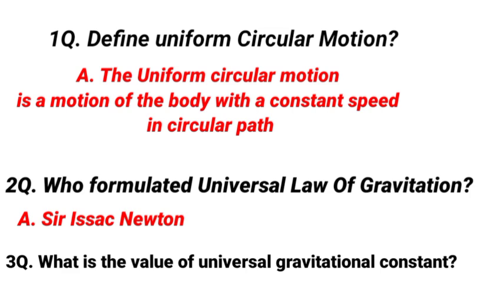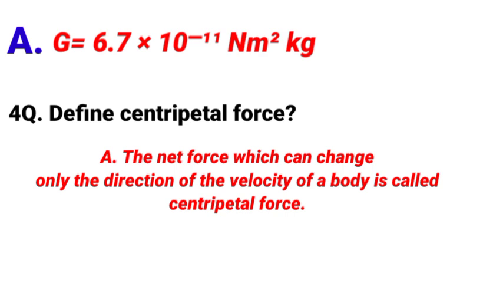Third question. What is the value of the universal gravitational constant? 6.7 into 10 to the power of minus 11 Newton meter square per kg square. This is the value of the universal gravitational constant. Define centripetal force. It is a center-seeking force. The net force which can change the direction of the velocity of a body is called centripetal force. So it is the net force required to keep the body in circular motion.